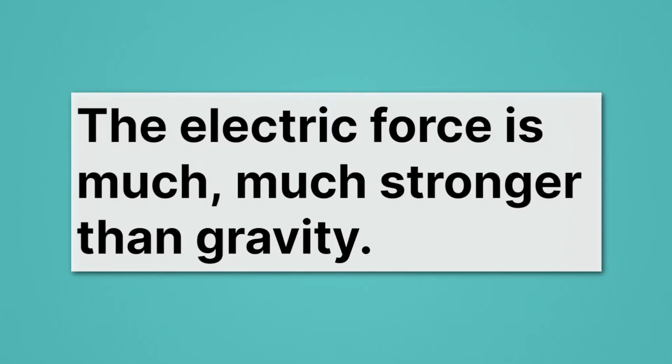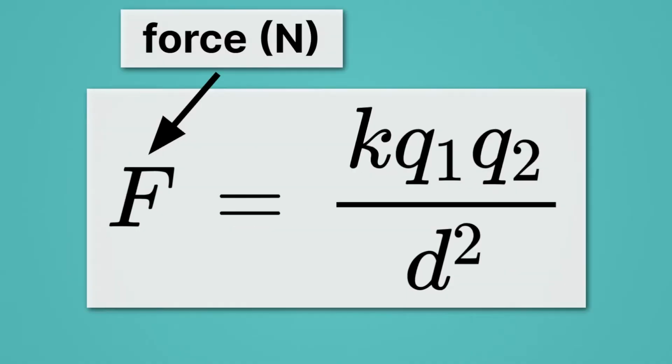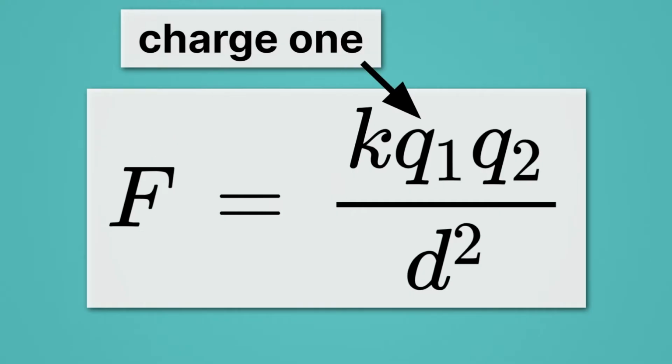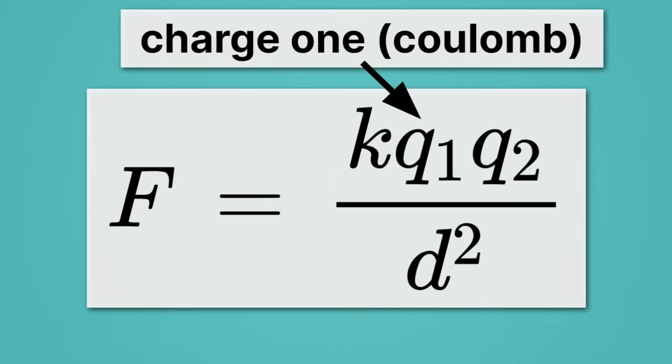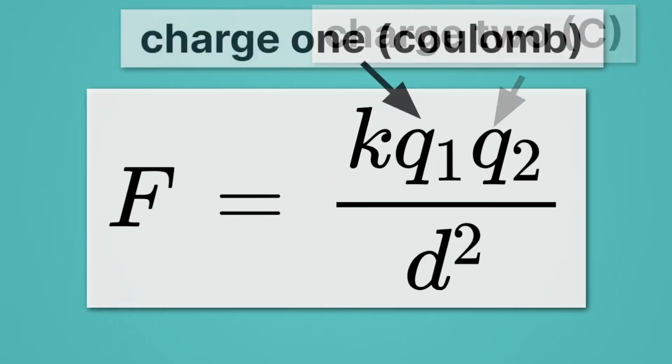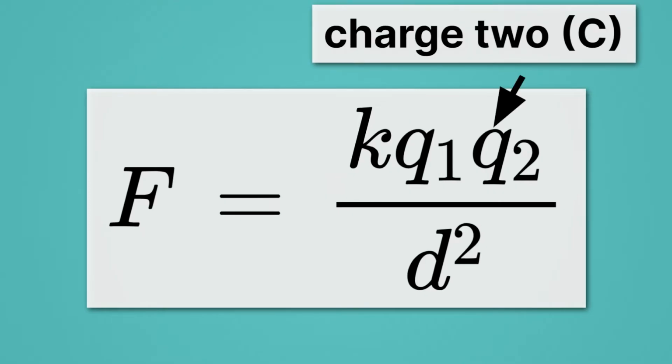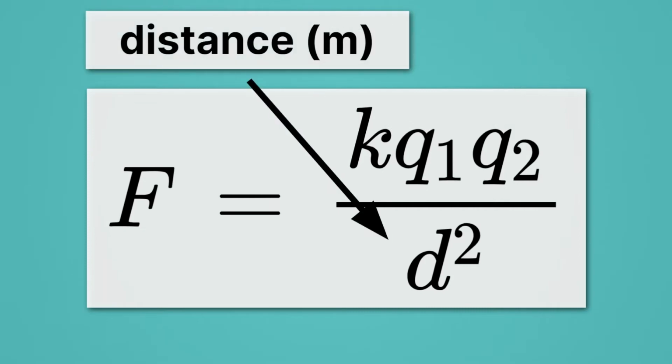Let's take a look at the equation we can use to calculate the electric force. It actually looks quite similar to the one we use to calculate the strength of gravity. Here we have F, which stands for force, and we would use newtons here for the unit. The Q's are about charges, so Q1 is just charge 1. And we measure charge in coulombs. This is charge 2, and we'd also measure that in coulombs, abbreviated with a C. On the bottom is the distance between the two charges, and we'd use meters to measure that distance.